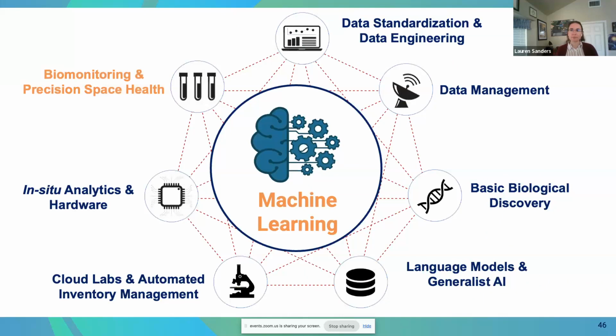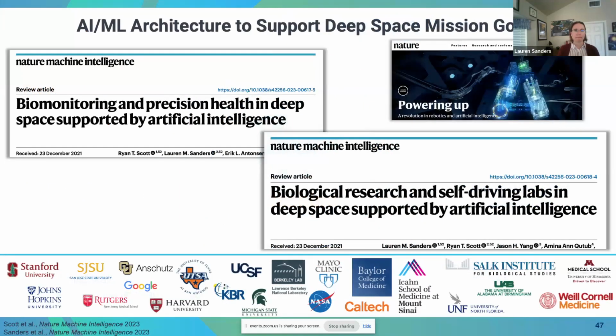And finally, I want to end on a more futuristic view of where open space biology and health data can take us and the processes that it can support for deep space exploration. So I want to highlight two recent studies that developed an AI/ML vision and architecture to support NASA's deep space mission goals. This vision was developed together with leaders in data science and machine learning from industry, academia, and government.